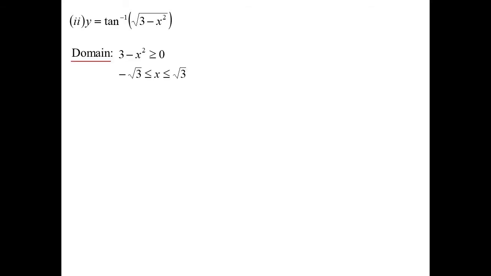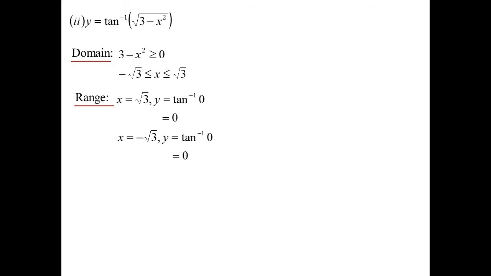So 3 minus x squared, well, we know that's got to be greater than or equal to 0. So therefore, the values we're substituting in will go in between minus root 3 and root 3. That now means we've got restrictions on the domain. How's that going to affect our range? Well, now, when we're substituting the x, we're going to stop at root 3 and minus root 3. So let's see what happens there.